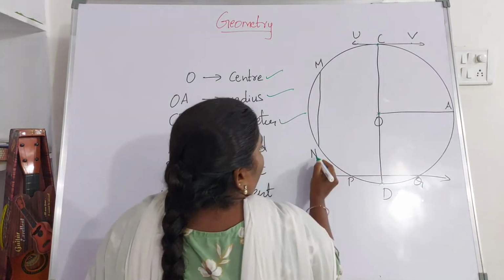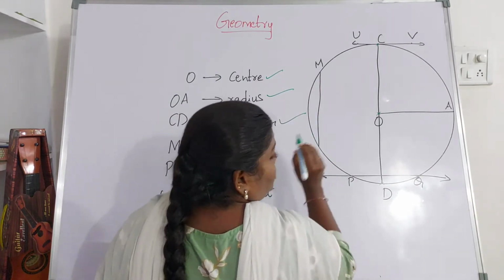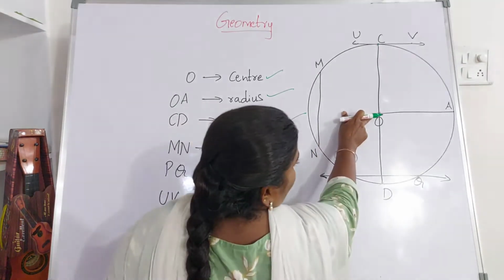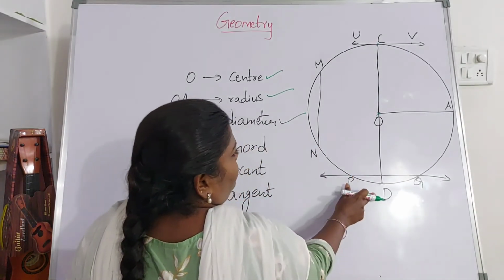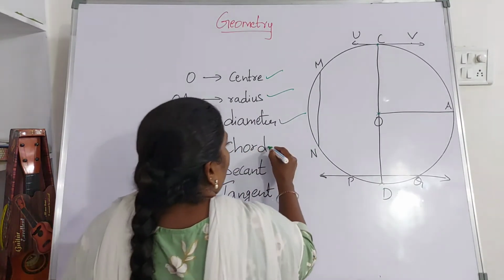A line segment which is touching the circle at two different points and is not touching the center point. So a line segment which touches the center point is called diameter. A line segment which is not touching the center point is called chord.